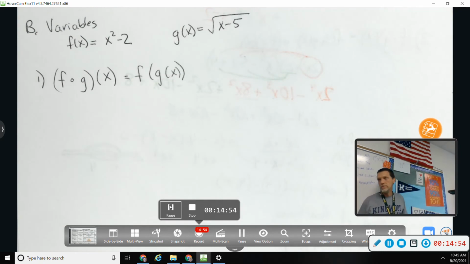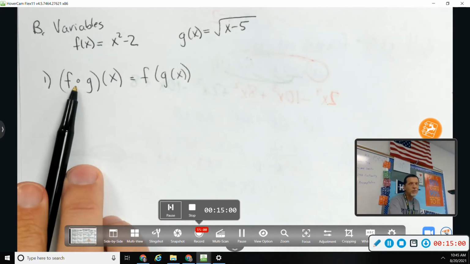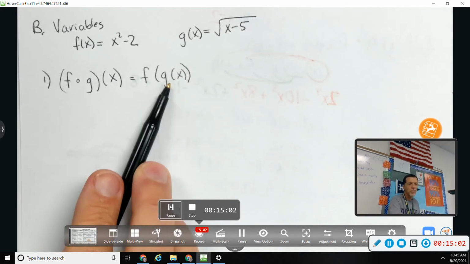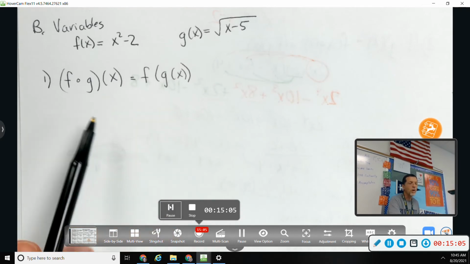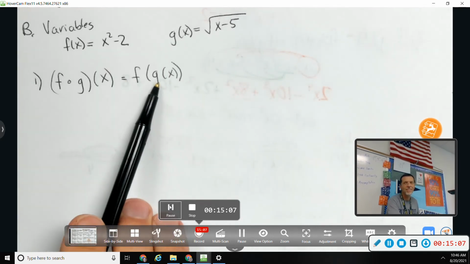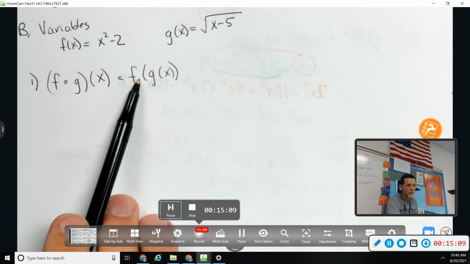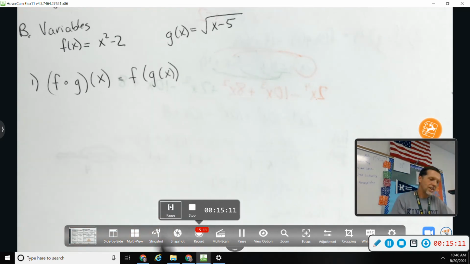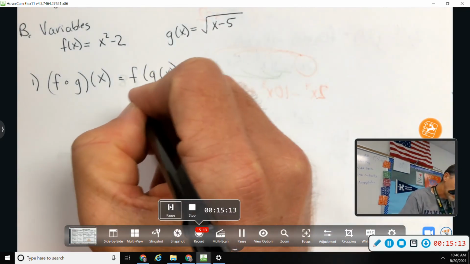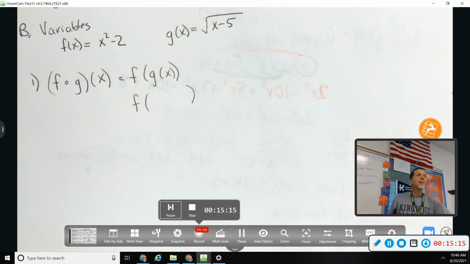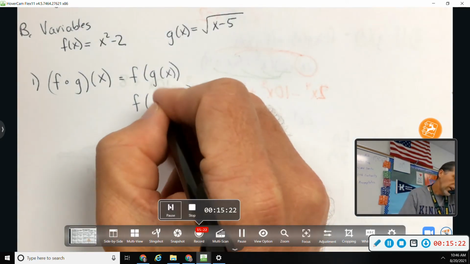Pardon? You just multiply them? No, remember that's not multiplying. That's composition, f of g, which is another reason why I always write it like this, to help me see that this is not multiplying. F of g of x. So what's g of x equal to? Square root of x minus 5.